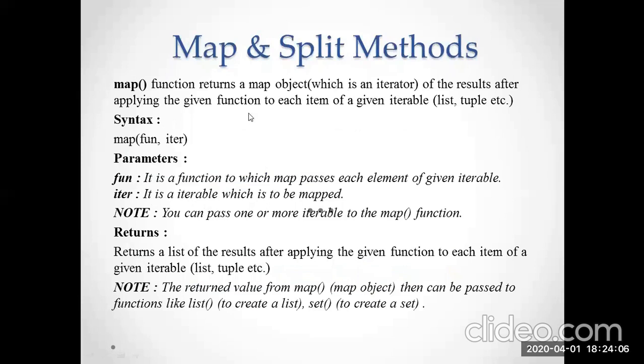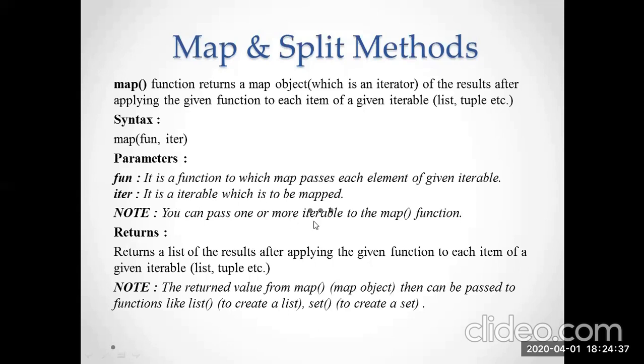What is the map function? The map function returns a map object, which is an iterator of the results after applying the given function to each item of a given iterable, like list, tuple, etc. The syntax for map is like this: map, and there are 2 parameters passed, function and iter. What is function? It is a function to which map passes each element of the given iterable. And what is iter? It is an iterable which is to be mapped.